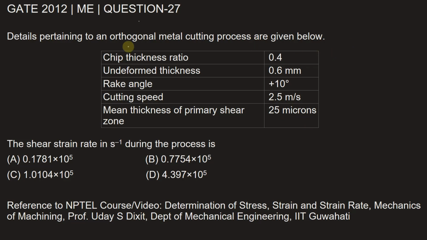Let's give them symbols. So we have chip thickness ratio as 0.4, which is denoted by small r. Undeformed thickness, let that be T. Rake angle is alpha. These are all the standard notations. Cutting speed is denoted by Vc, and mean thickness of primary shear zone that is to be actually cut is Tm, mean thickness. We have to calculate shear strain in per second. Shear strain given as epsilon dot, that is derivative of epsilon with respect to time, is nothing but the shear strain rate. Let's see how it will be found out.